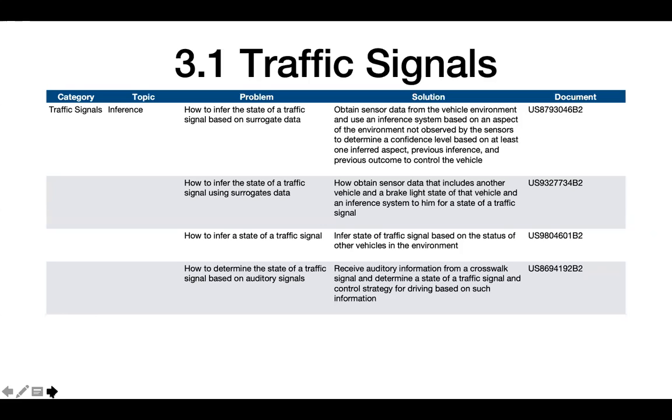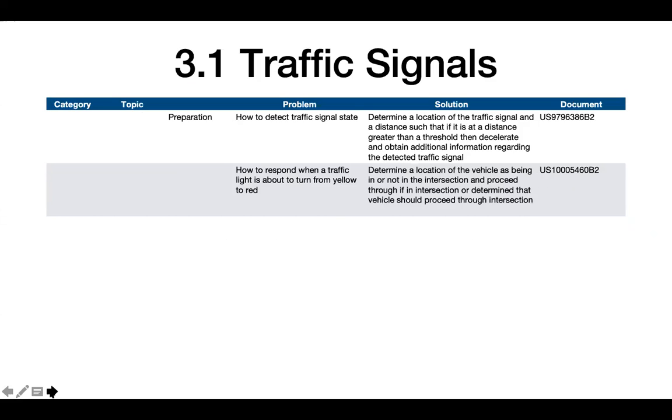Another way we can do that is use another vehicle's brake light status. Another way we can do that is look at other vehicles' status of movement or non-movement. And the last one is receive an auditory information signal from a crosswalk to determine the state of the traffic signal. So a number of ways of not even having to see the traffic signal and infer the state. There are 2 more still. How do I prepare for a traffic signal? I can determine the location of the traffic signal and the distance from it. And if it's greater than a threshold, I can decelerate to obtain additional information about the signal.